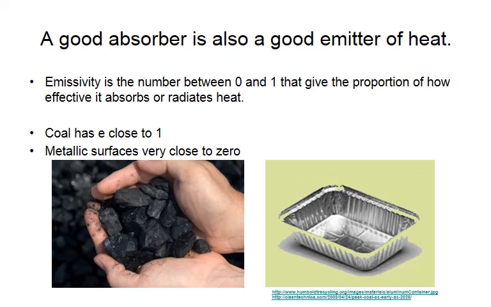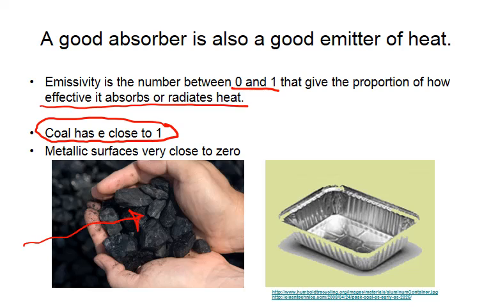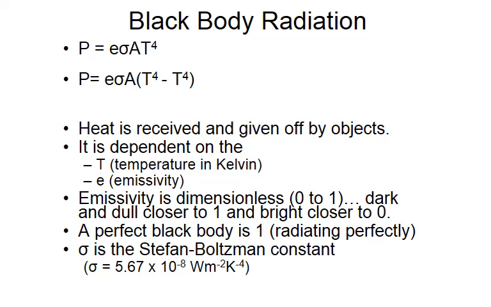And when we talk about this, we talk about emissivity, and that's the number between 0 and 1 that gives a proportion of how effective it absorbs or radiates heat. And so coal is very close to 1. It absorbs light really well. It also sends out thermal energy really well. Metallic surfaces like this here are just going to reflect it. It's not going to absorb, or if you turn off all the lights, emit energy from it.